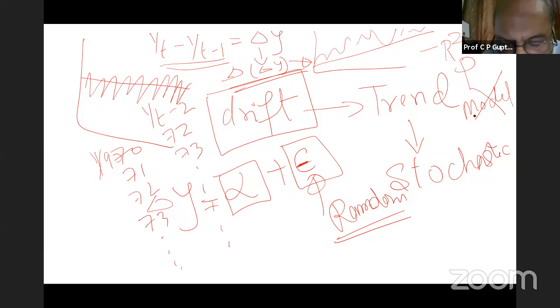Please understand white noise is nothing but your error term. So you can estimate the error term and that will give you white noise in the system.